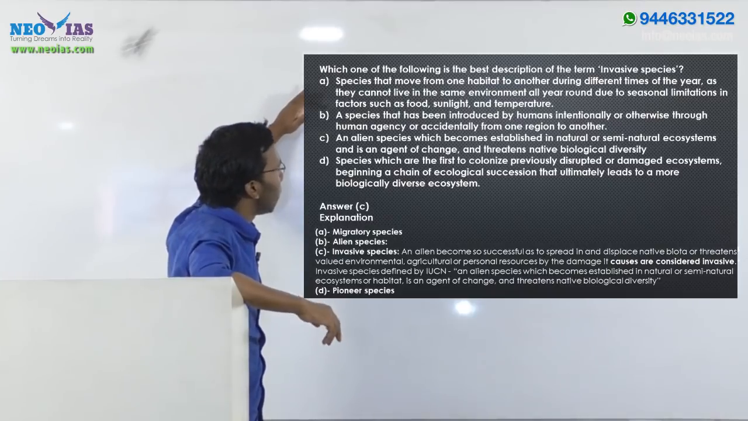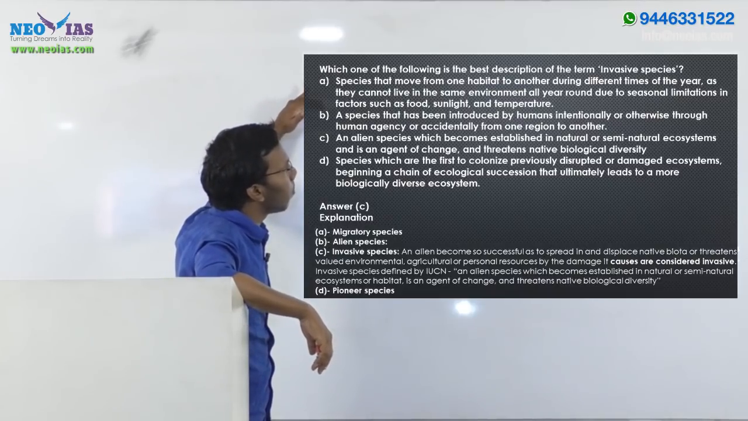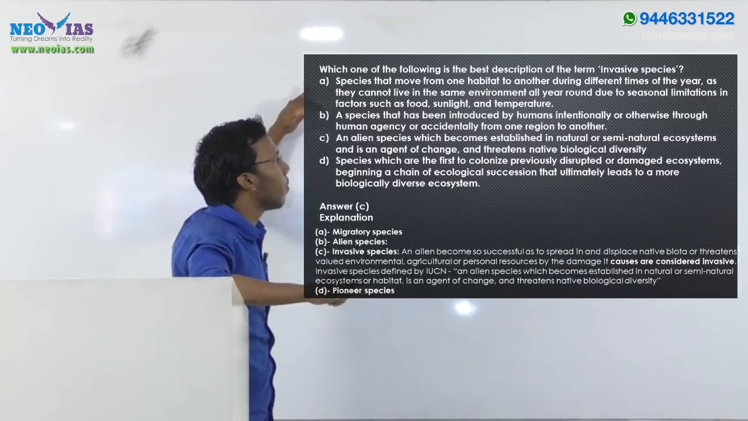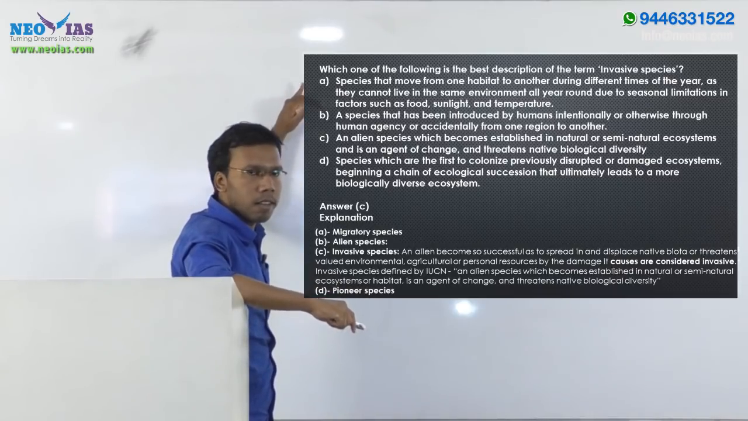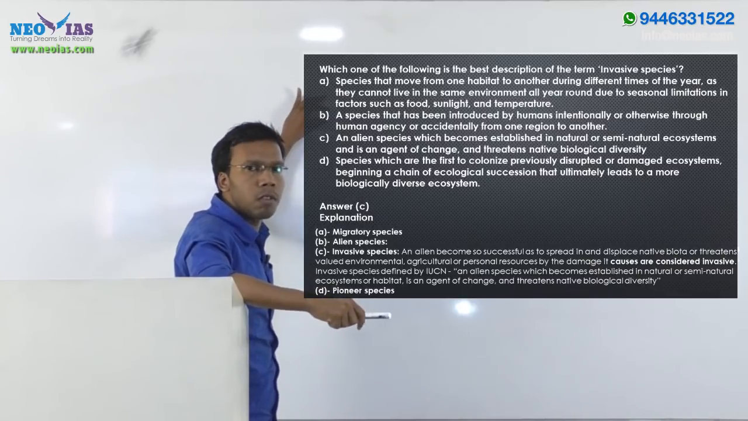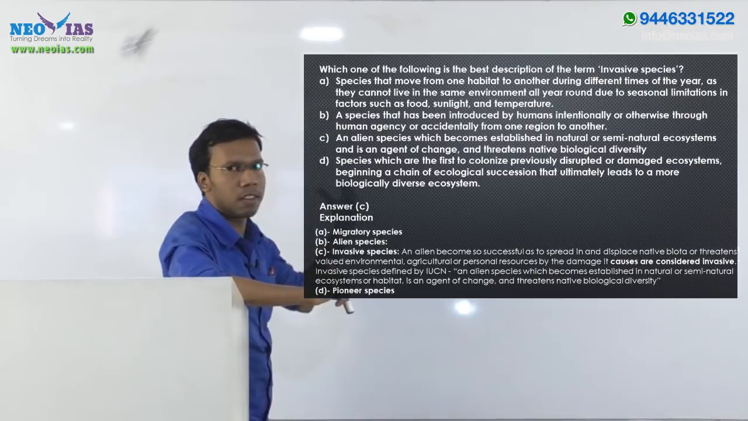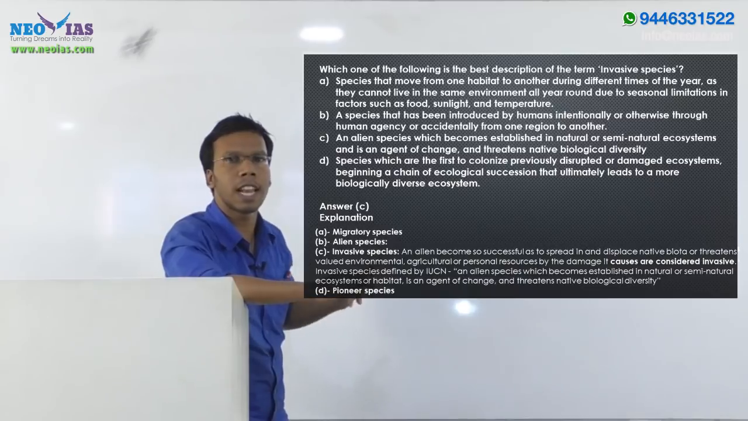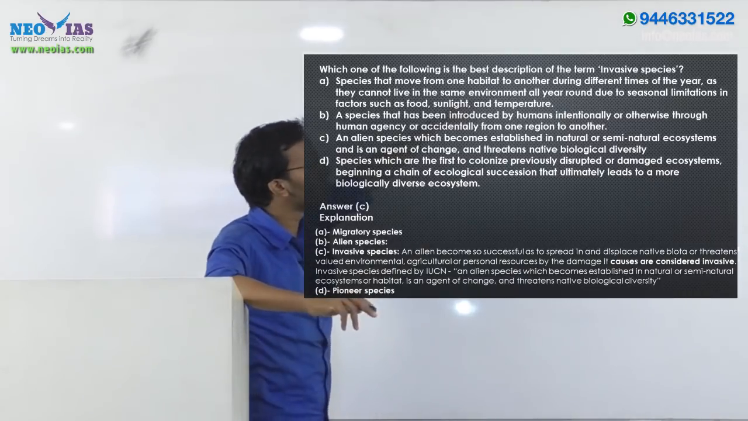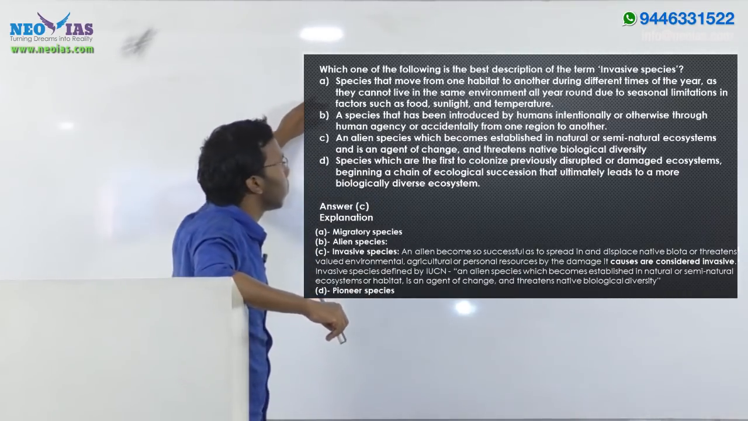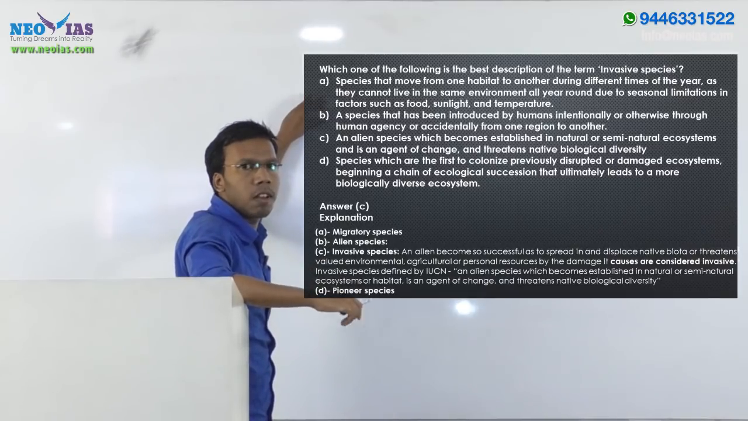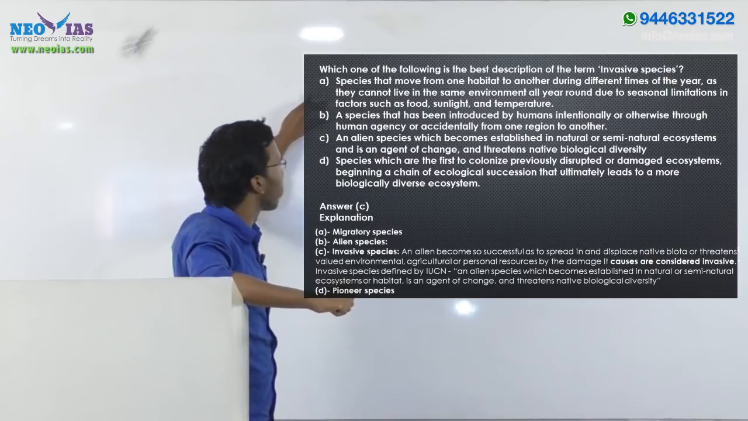Then second, a species that has been introduced by humans, intentionally or otherwise through human agency, or accidentally, from one region to another. That statement B is about alien species. A species introduced by humans or accidentally from one region to another is known as an alien species, and it is not an invasive species. So A is not about invasive species. B is about alien species.